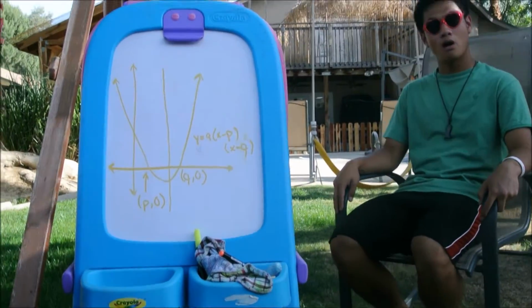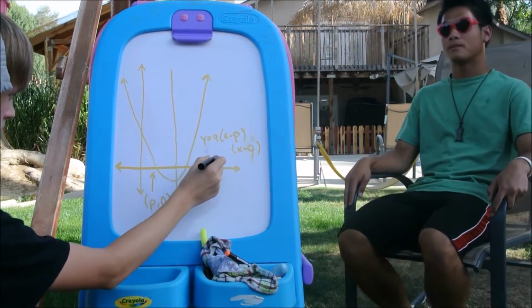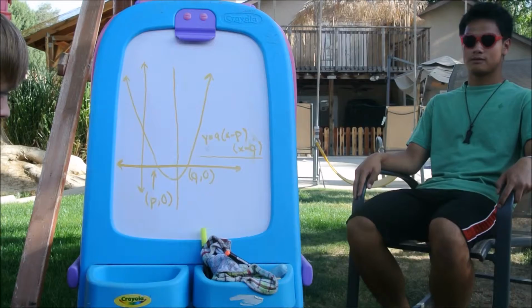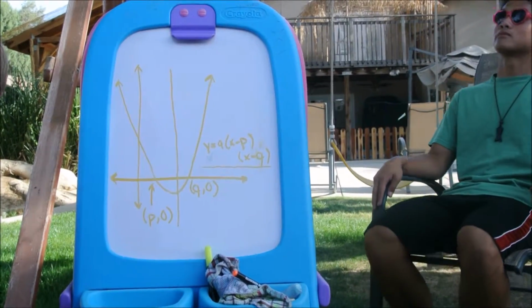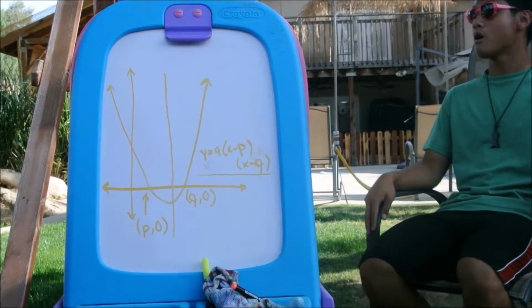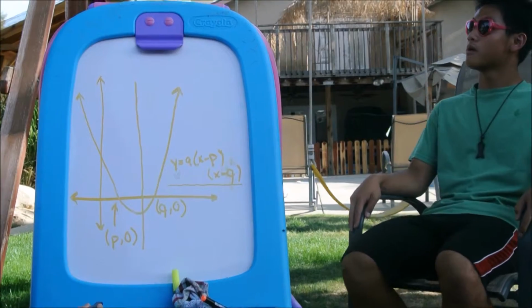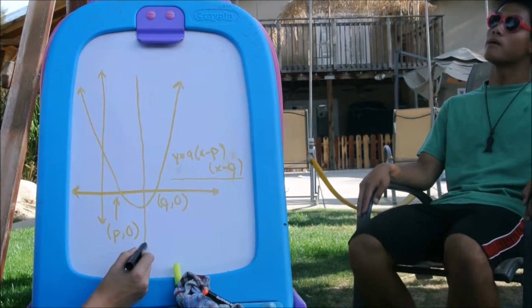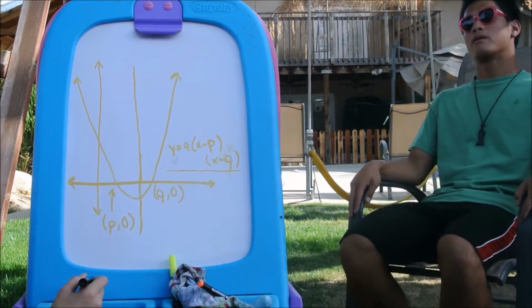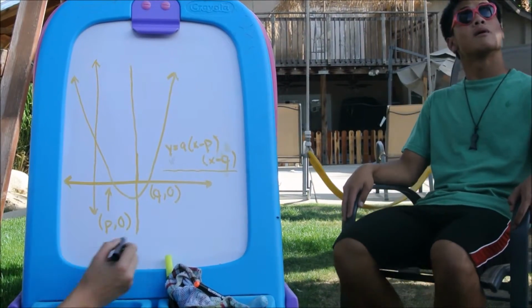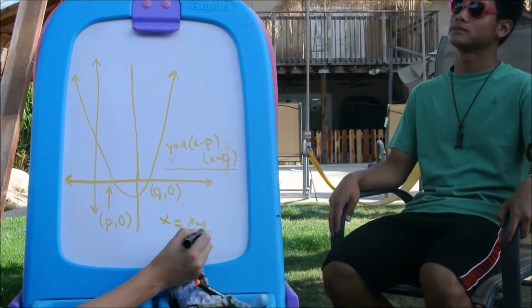Graph of intercept form y equals a(x minus p)(x minus q). Characteristics of the graph are: the x-intercepts are p and q. The axis of symmetry is halfway between (p, 0) and (q, 0). It has the equation x equals (p plus q) divided by 2. The graph opens up if a is greater than 0 and opens down if a is less than 0.